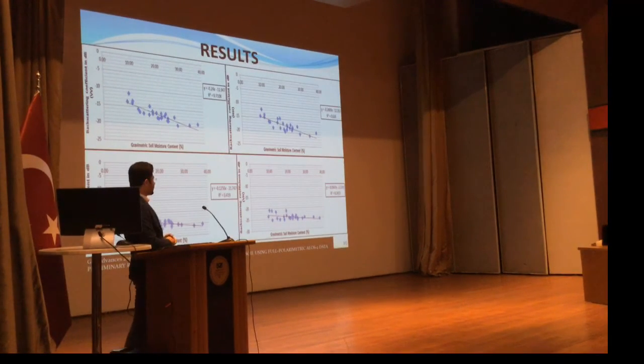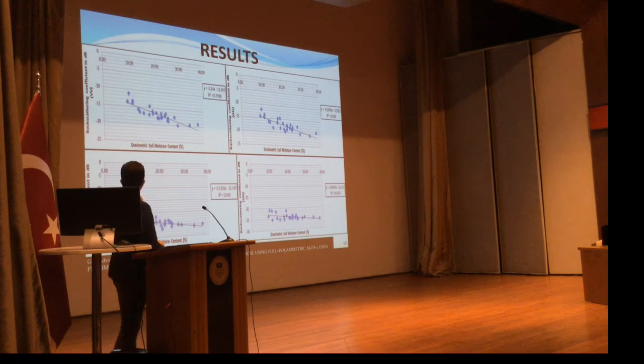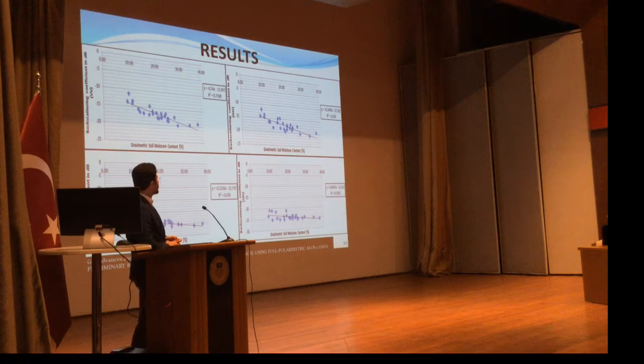And these are the results of linear regression analysis. As you can see, in VV and HH polarizations, we have best results, and also root mean square error for VV polarization was 14%.